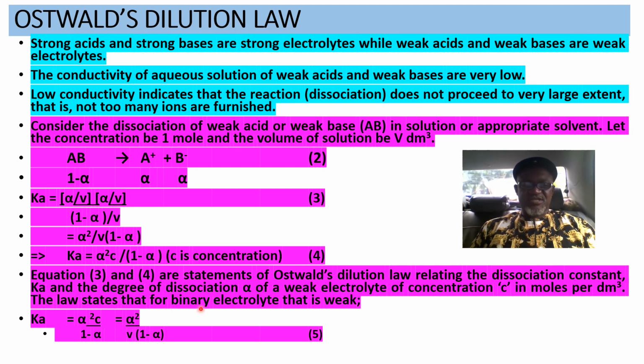Now this law states that for binary electrolytes, look at it, Ka is equal to alpha squared C divided by 1 minus alpha. Of course, alpha is the degree of dissociation and C is the concentration. Remember the relationship between concentration and volume. C is equal to 1 over V, or V is equal to 1 over C. So if we replace C here by 1 over V, we arrive at alpha squared divided by V into 1 minus alpha.